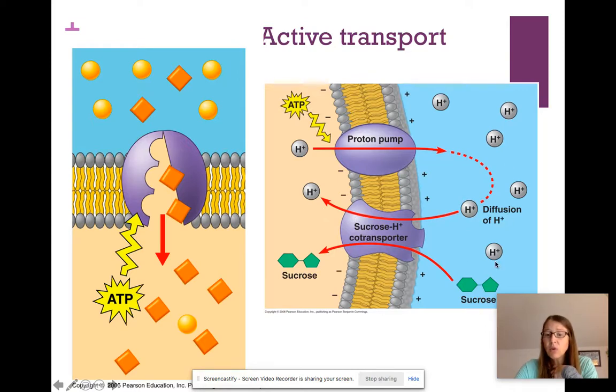And the sucrose is actually going to be in lower concentration here. It wants to keep a high concentration so there's plenty within the cell. So for that sucrose to move against its concentration gradient, it uses the energy of the hydrogens diffusing through the co-transporter, and then it can move that sucrose across. I'm going to show you a little video example.